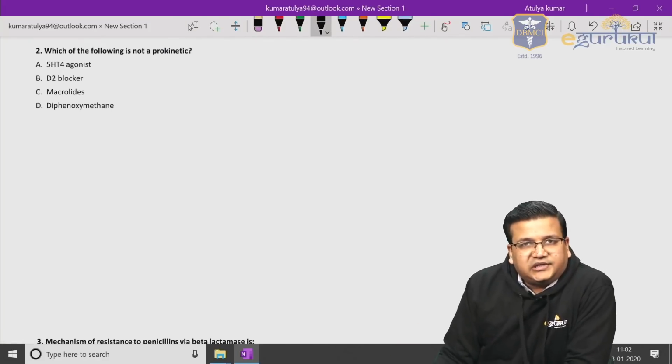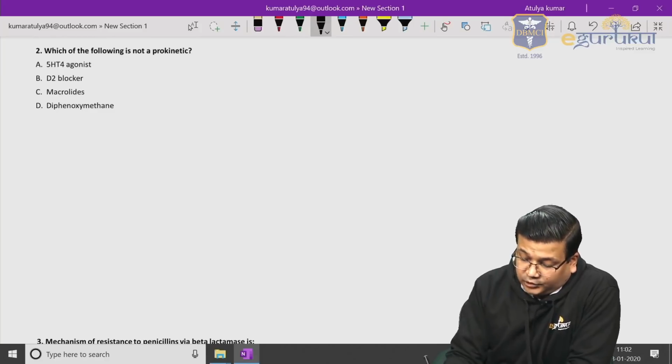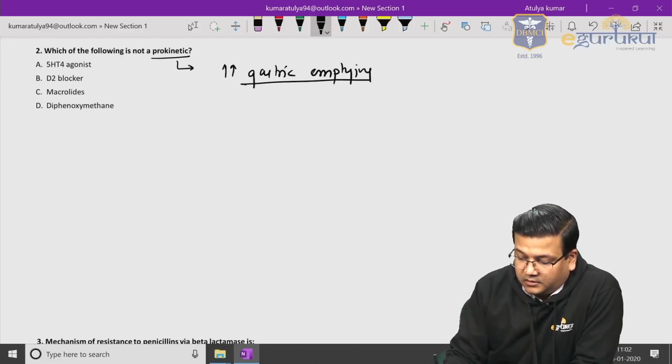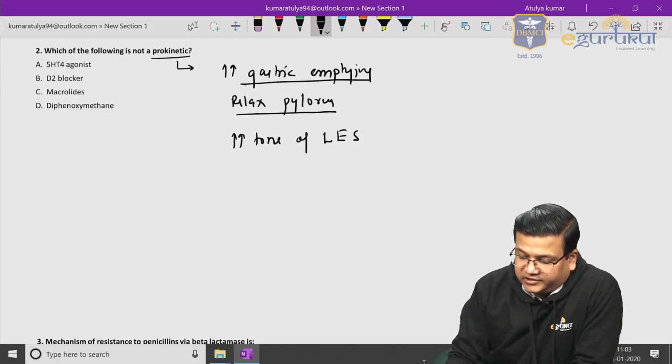Second question is a pretty straightforward question. Which of the following is not a prokinetic? So what is a prokinetic drug? We all know a prokinetic drug is a drug that increases gastric emptying, that relaxes the pylorus, and that increases the tone of the lower esophageal sphincter.